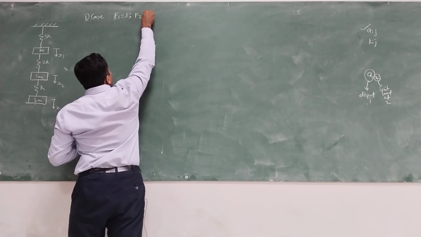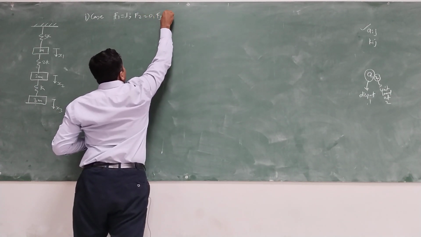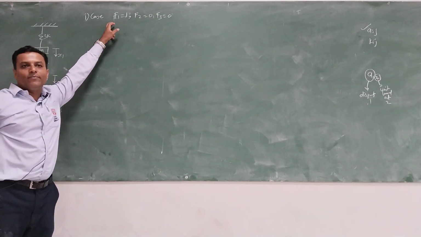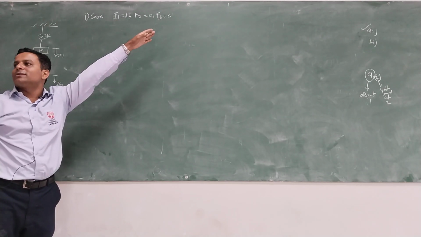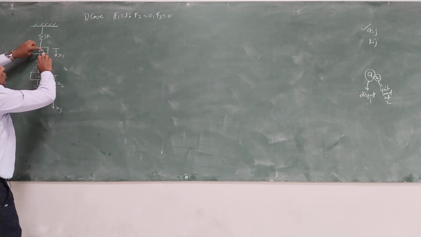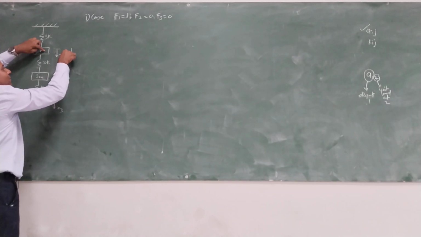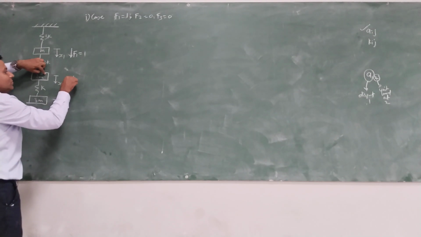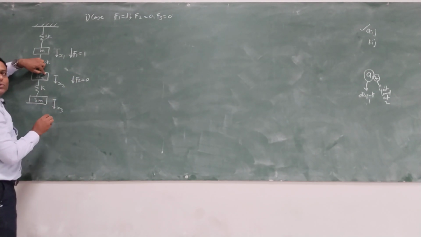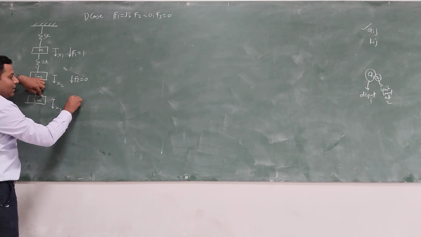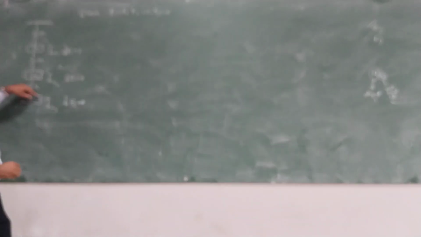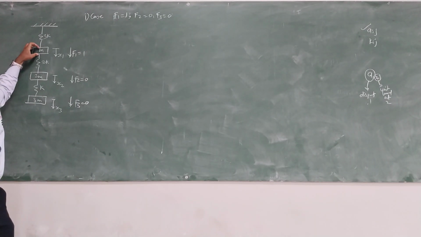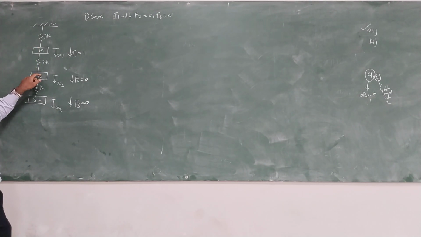So this is our first condition. We have taken unit load at 1 and the remaining loads are 0. So I'll show here, for mass 1, F1 is equal to 1. For mass 2, F2 is equal to 0. And for mass 3, F3 is equal to 0. So we have applied unit load on mass 1, and mass 2 and mass 3 have zero load.